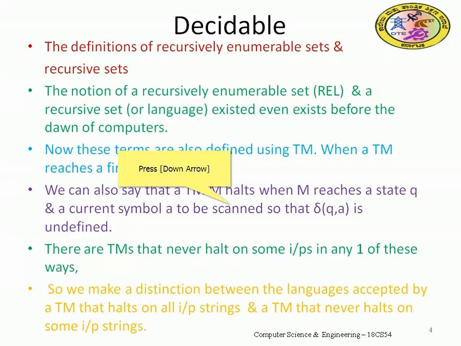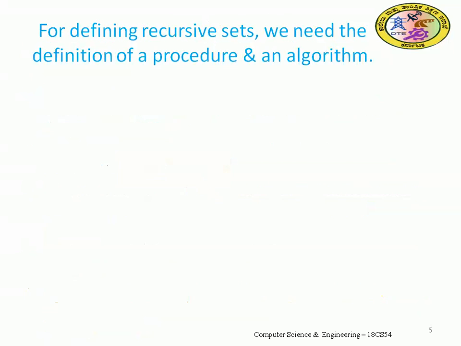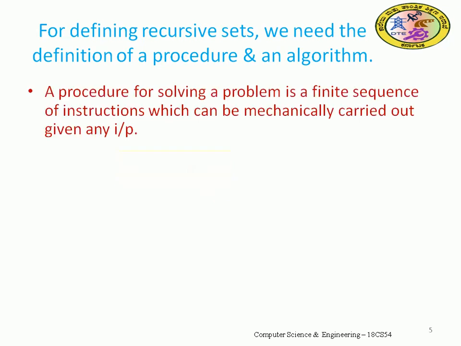So that discrimination is going to be decided. So that is decidable. For defining recursive sets, we need the definition of procedure and algorithm. For defining recursive sets, the procedure and algorithm are essential.